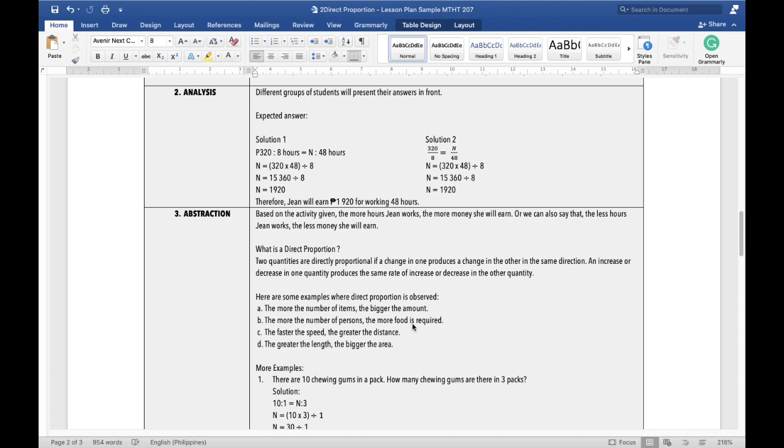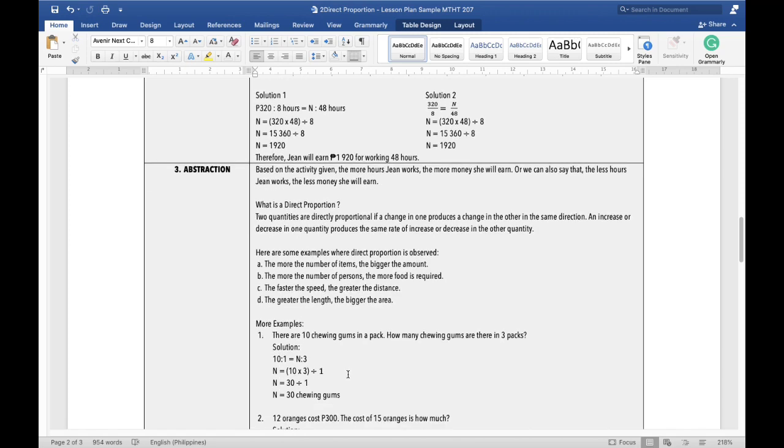So you have to present examples to students so that they will know and identify a direct proportion problem. The more the number of items, the bigger the amount that you will pay at the grocery store. The more number of persons, the more food is required. That's why we need to have family planning. The faster the speed, the greater the distance. A car that has a speed of 80 kilometers per hour will surely arrive first than those who are just using a bike. And the greater the length, the bigger the area.